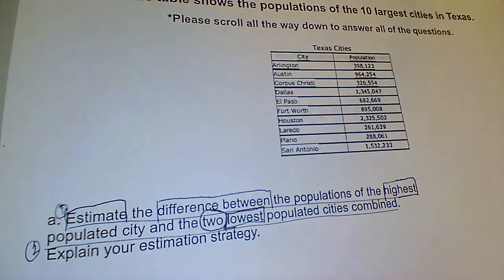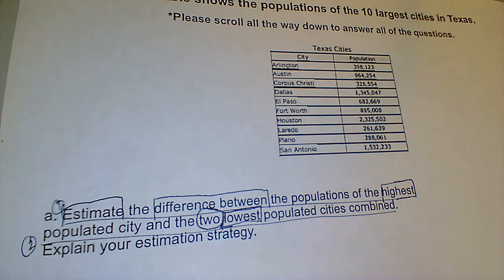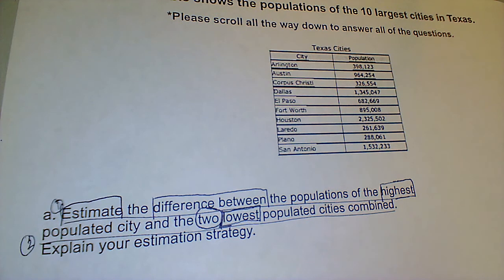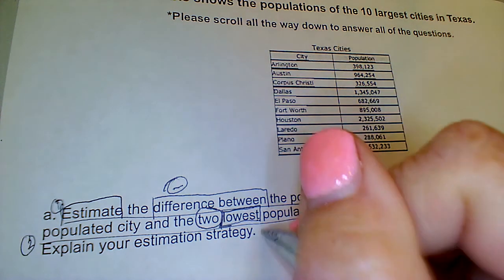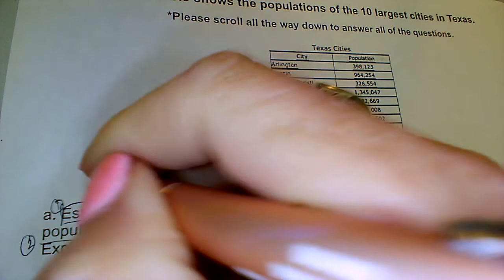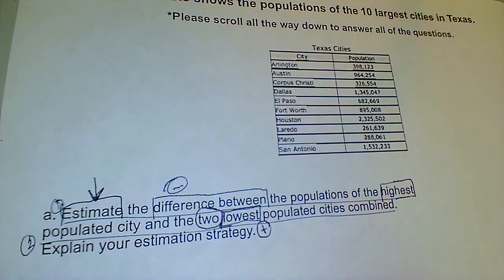Okay, so we've got lots to do. So what is the difference between tell us we're going to do if we're evaluating our steps? Difference. Subtract. 2 lowest. What are we going to do with them? Add them. All of them have to be estimated, which means we're going to what? Round.